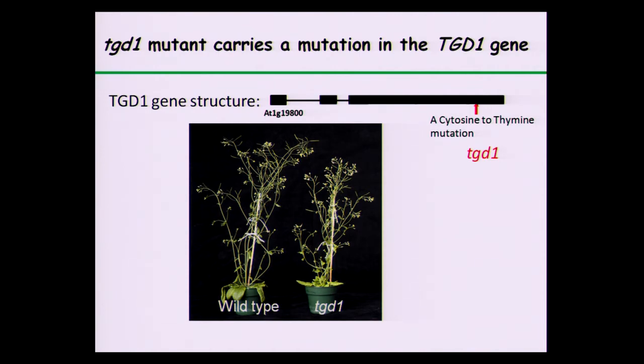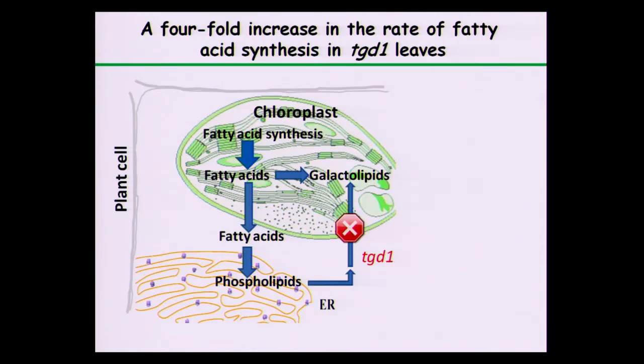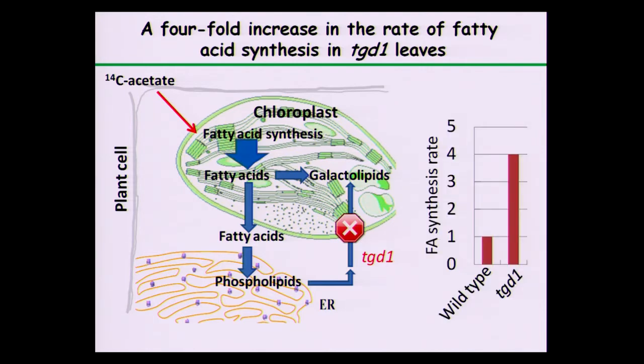So we named this mutant the tgd1 mutant, and here is how tgd1 plants look. They look fairly normal, I would say, except that growth is slightly reduced compared with the wild-type plants. Using a biochemical approach, here we use radiolabeling. We use carbon-14 labeled acetate, which is a precursor for fatty acid synthesis. If we feed this precursor, we can trace how much fatty acid goes into the different pathways. By doing this, we found that the rate of fatty acid synthesis in the tgd1 mutant is increased almost fourfold compared with wild type. So they produce almost fourfold more fatty acid.